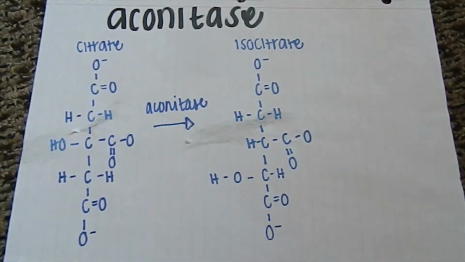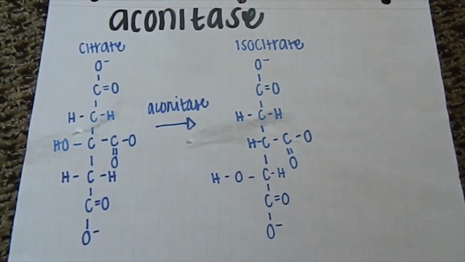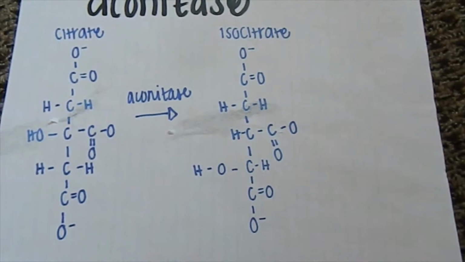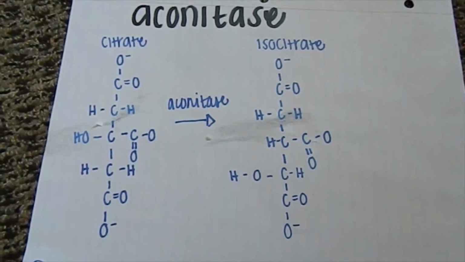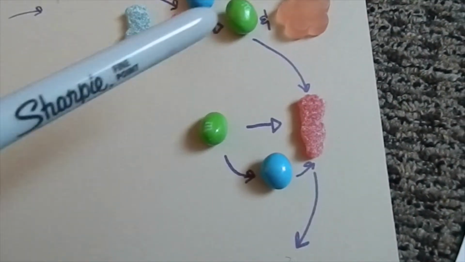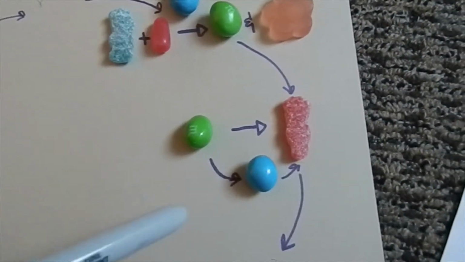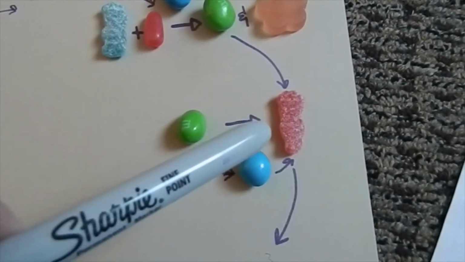In the second reaction, citrate is catalyzed by aconitase producing isocitrate, and a water molecule is removed and then replaced in another location with the help of the aconitase as well. For this reaction, the green M&M represents citrate from the reaction before. Here's the water molecule that's removed and then replaced in another area to produce the isocitrate.